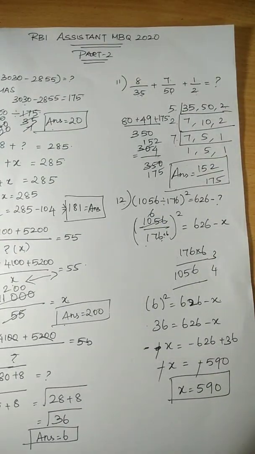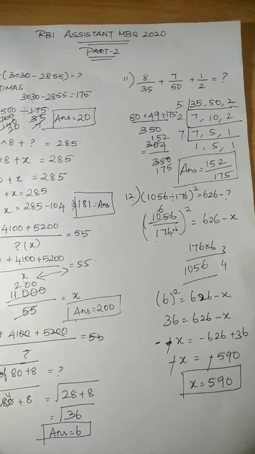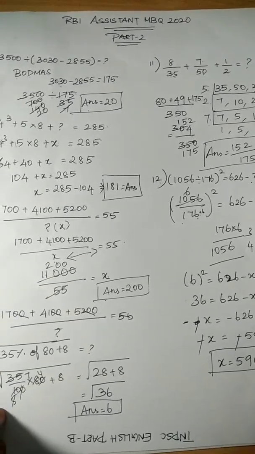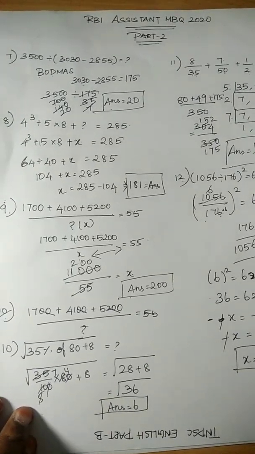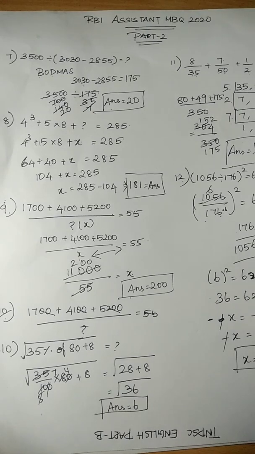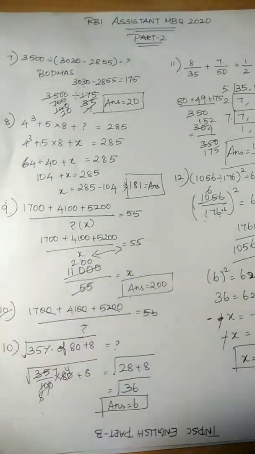So these are simple questions. While explaining, I am taking this long. If you do it without explanation and with concentration, you can easily solve within 4 minutes. So this is our second part, Part 2 RBI prelims memory based questions.